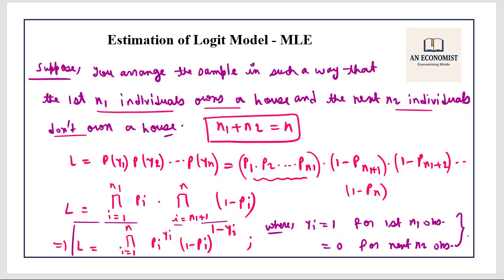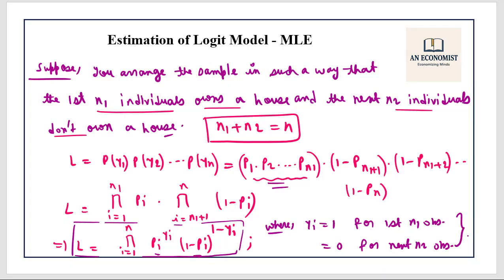This is the likelihood function that we need to formulate firstly. So see, if you put yi equal to 1, what will you get? Pi to the power 1, 1 minus Pi to the power 0. So this will be only this much. Only the first observations will stay. And if you put 0 here, only the last observations will stay.